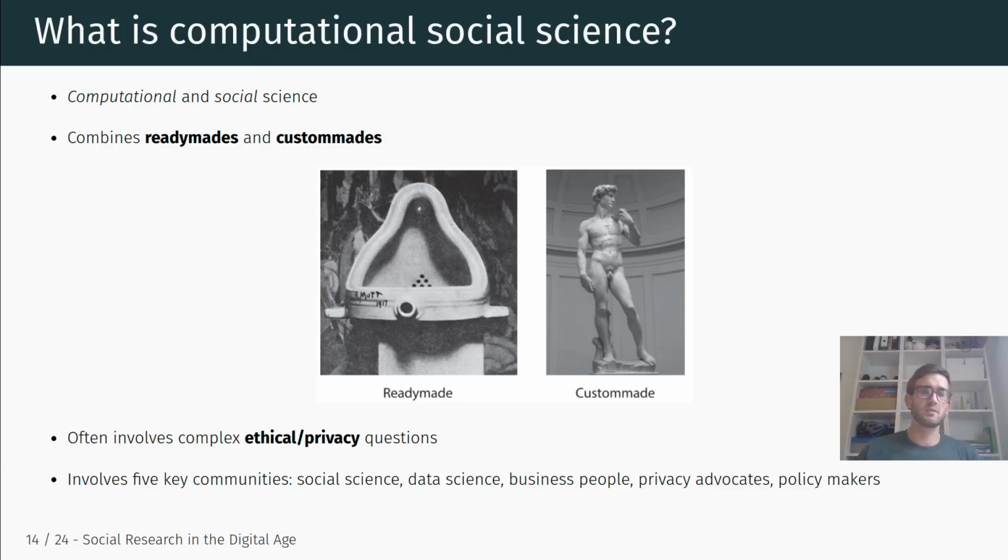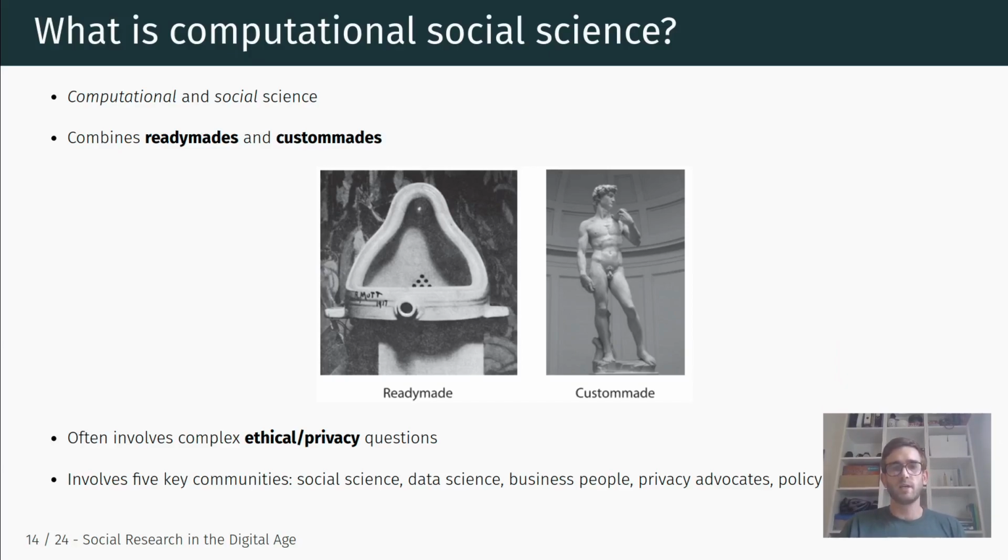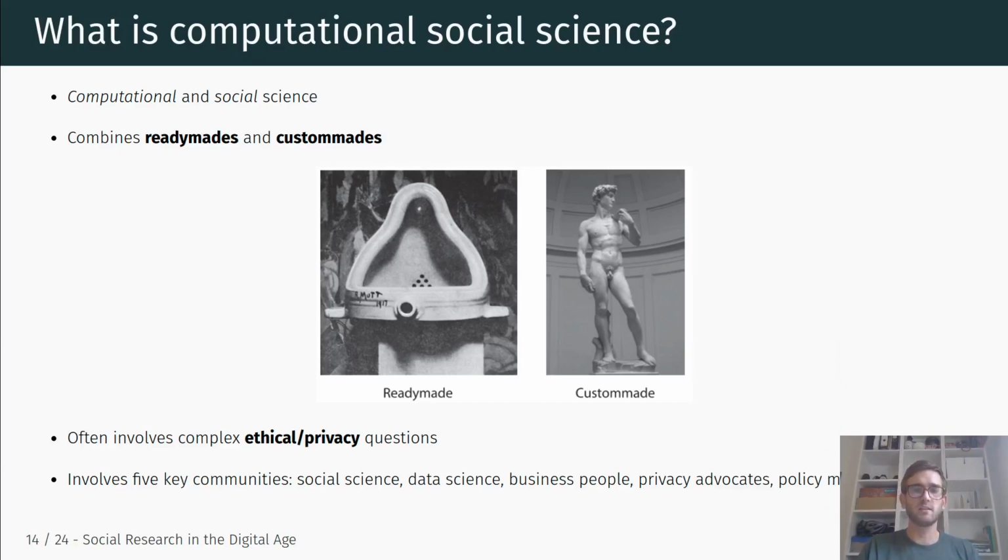And so in general, computational social science involves more than just the researchers, but involves social science, data science, business people, privacy advocates, policymakers. And so all these groups have different interests, and these interests have to be kept in mind, and also, ideally, aligned so that a productive collaboration can be achieved.